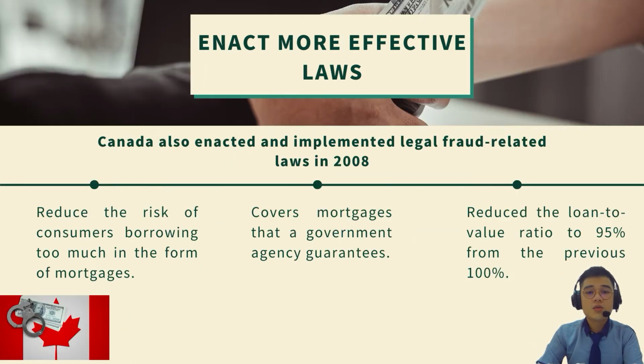Second, Canada also enacted and implemented legal fraud-related laws in 2008. The purpose was to reduce the risk of consumers borrowing too much in the form of mortgages. This law only covers mortgages that a government agency guarantees. For example, the law reduced the loan-to-value ratio to 95% from the previous 100%. This means buyers need at least 5% down when they take out a loan to purchase a house.